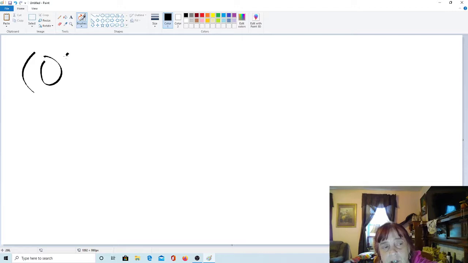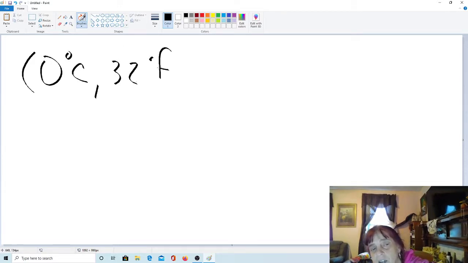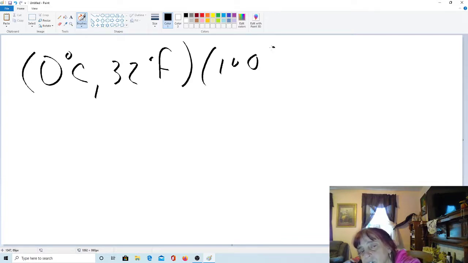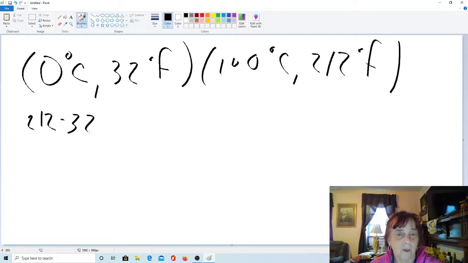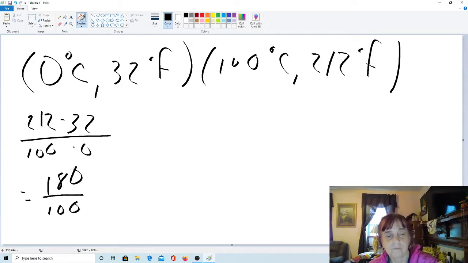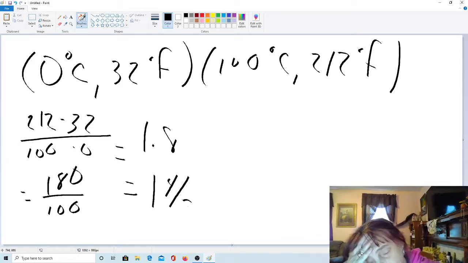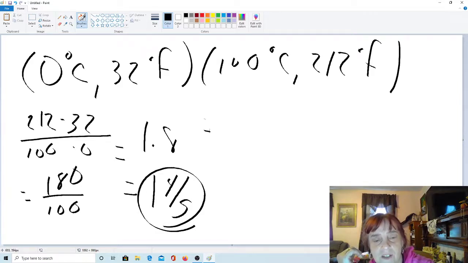Okay, 0 degrees Celsius is 32 degrees Fahrenheit. 100 degrees Celsius is 212 degrees Fahrenheit. And then you find your slope: 212 minus 32 over 100 minus 0, which is 180 over 100, which is 1.8, which is 1 4/5. And that's 9/5.